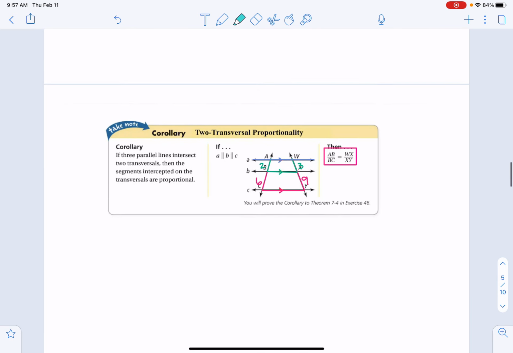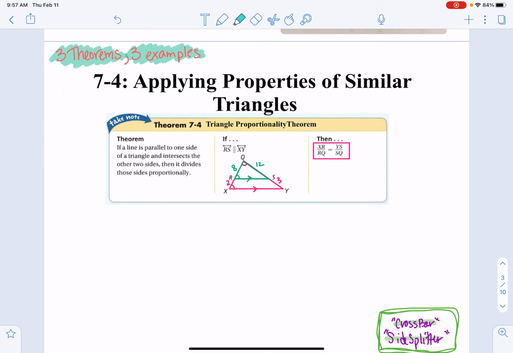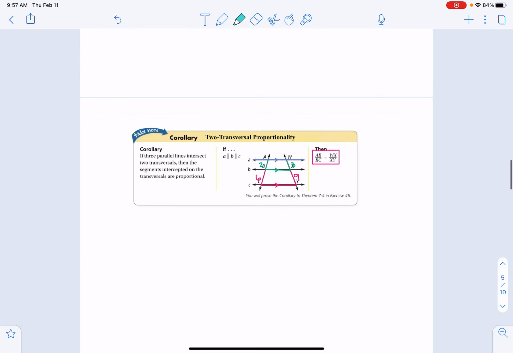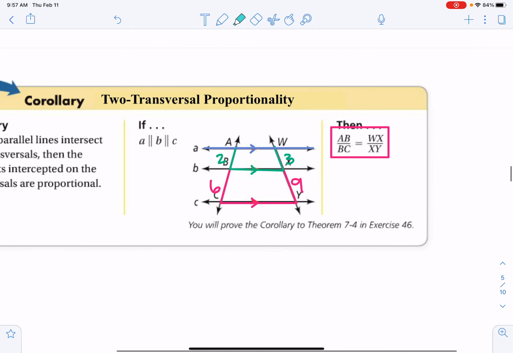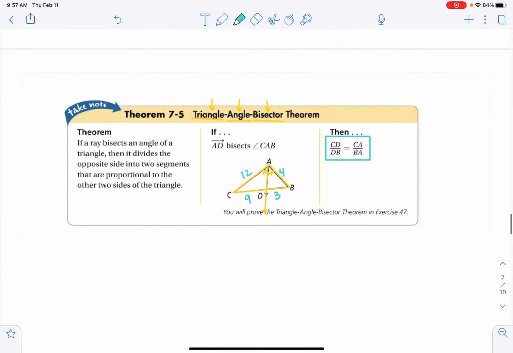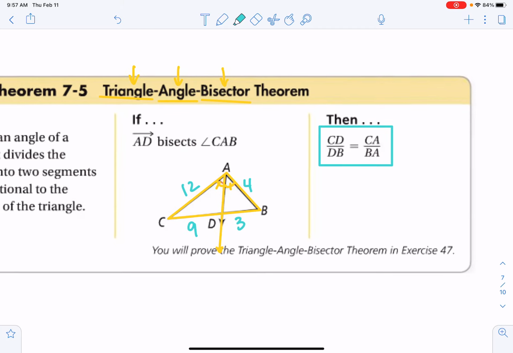So to review, we had triangle proportionality theorem, which was this. We had 2 transversal proportionality, which was very similar, just with the top of the triangle cut off. It was this. And we have triangle angle bisector theorem, which has a triangle with an angle that's bisected, and this was the ratio.